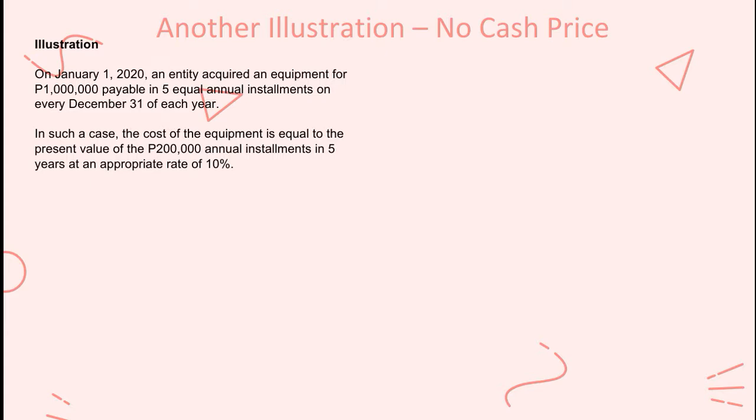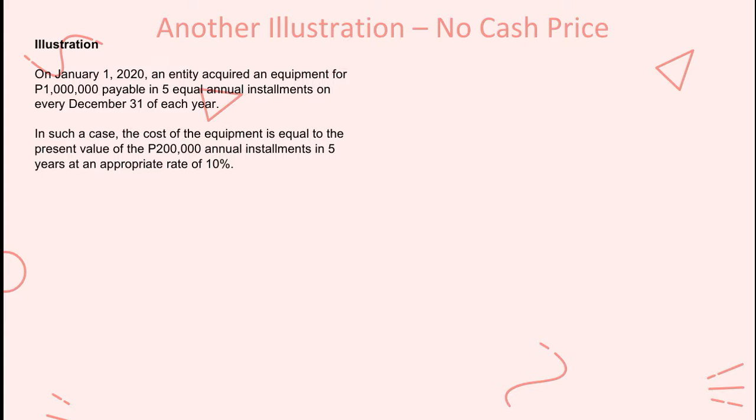On January 1, 2020, an entity acquired an equipment for 1 million payable in 5 equal annual installments on every December 31 of each year. It means that the equipment is worth 1 million. Observe that there is no agreed interest, no stated rate. At the same time, there is no cash price available for the equipment.